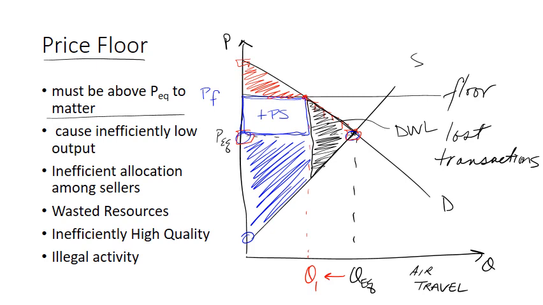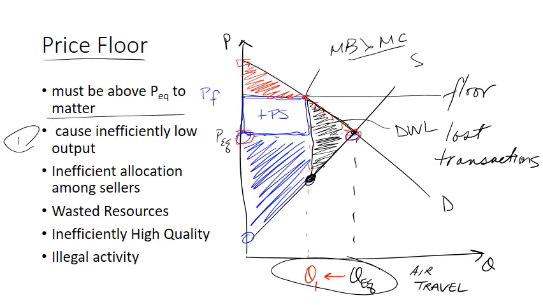So, what to make of this price floor? One, you've got to recognize that price floors cause an inefficiently low output. When we drive quantity down to Q1, we know that this last unit here had an MB, as represented by the value that a consumer was willing to pay for this last flight, that is greater than the marginal cost, which is represented by the price that a producer would have needed to provide that last flight. If MB is greater than MC, we're violating our golden rule, and we've introduced some allocative inefficiency.